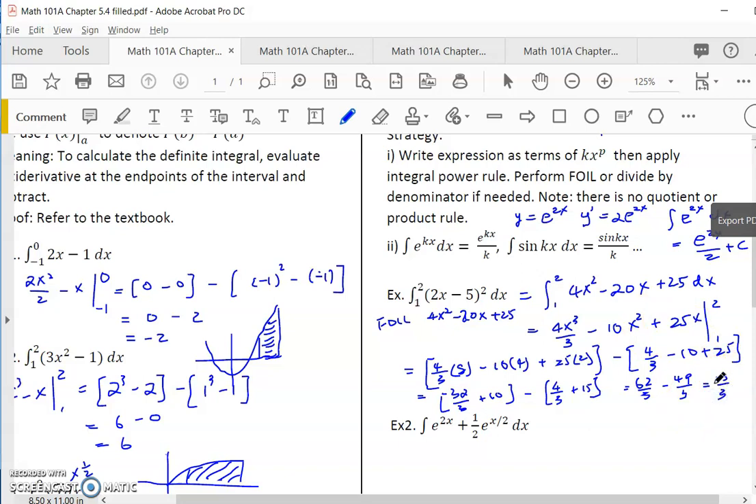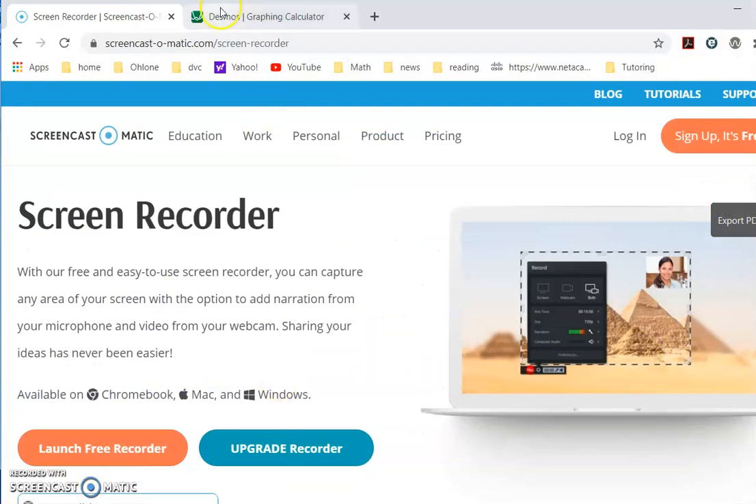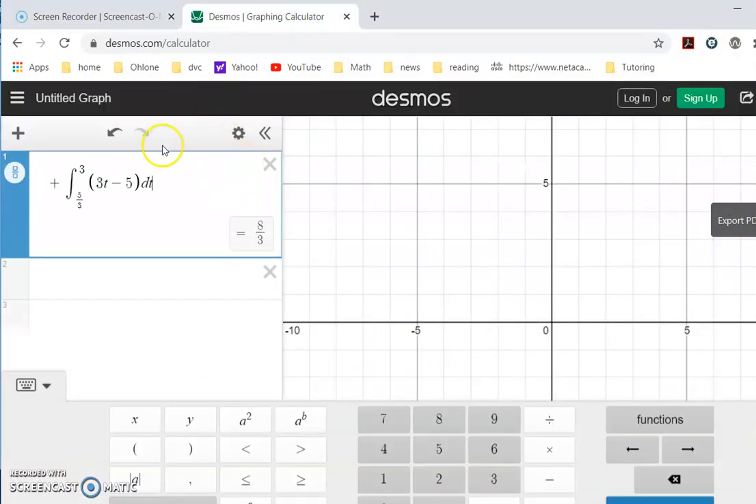I'm going to show you something here also. If you want to check your answer, I recommend you go through this process so you are proficient at doing this fraction calculation by hand. But you can also check your answer by going to decimal.